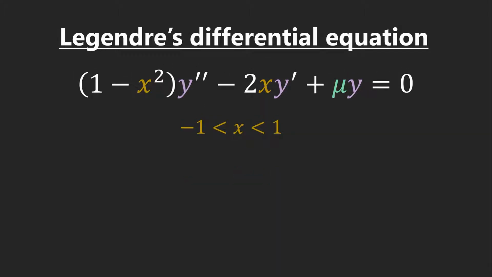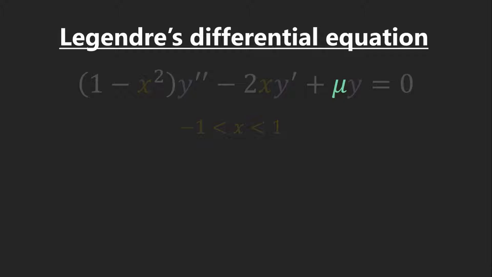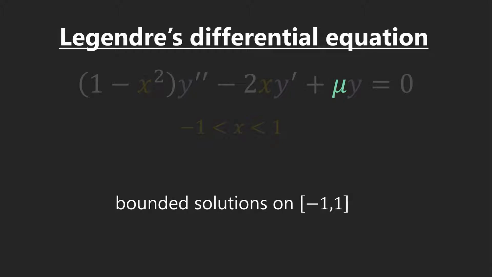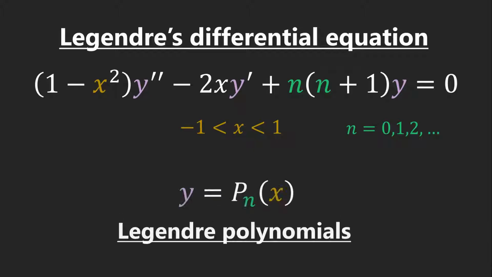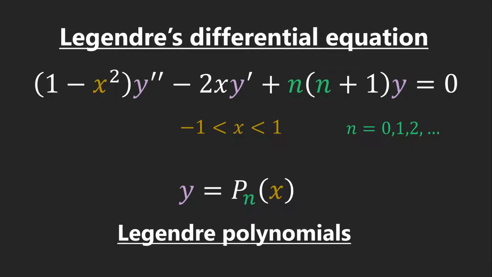Legendre's differential equation can be expressed generally as follows: 1 minus x squared times y double prime minus 2x times y prime plus mu times y equals 0, where x is between -1 and 1, and mu is some constant. We're interested in solutions that are bounded on the interval from -1 to 1, so we let mu be a non-negative integer of the form n times n plus 1. Then it can be shown using series that a special family of polynomials called Legendre polynomials solve this equation.